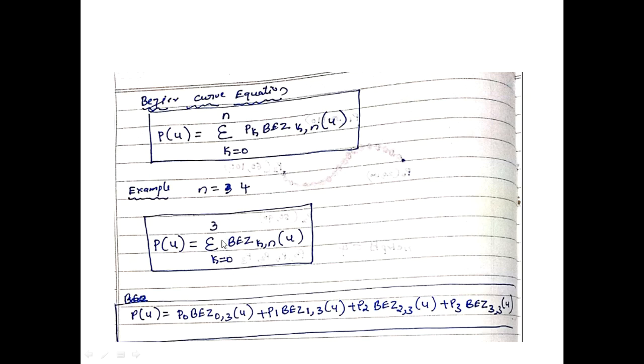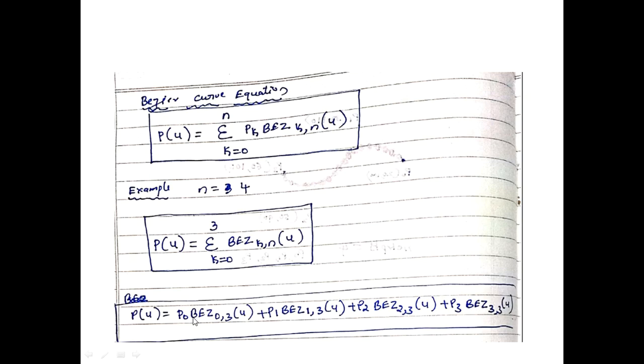0 to 3 is nothing but P0, P1, P2 and P3. So P0, P1, P2, P3 are the control points. Now P of u is nothing but the position vector. If I want to calculate the position vector, this is the equation. So we need to substitute P0, k value is 0, n value is 3. Next P1, k value 1, n value 3. P2, k is 2, n is 3 only. P3, k value is 3. Now we need to stop.